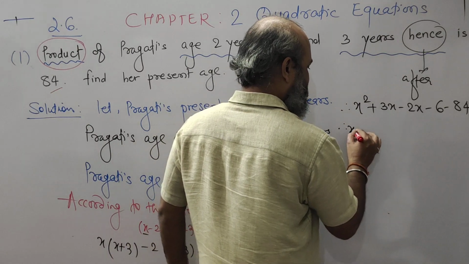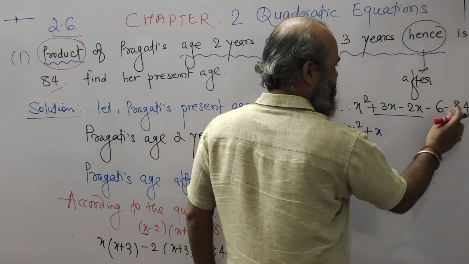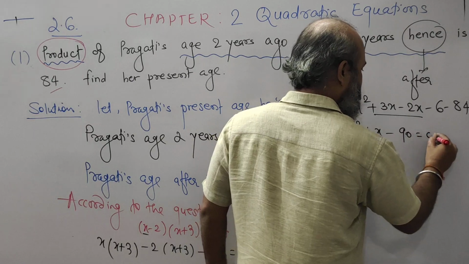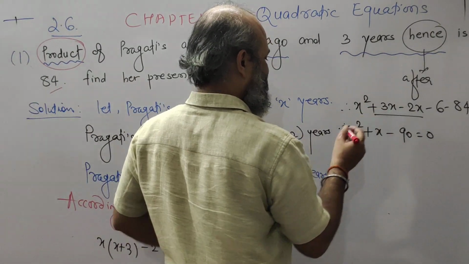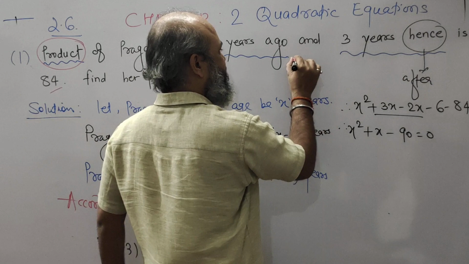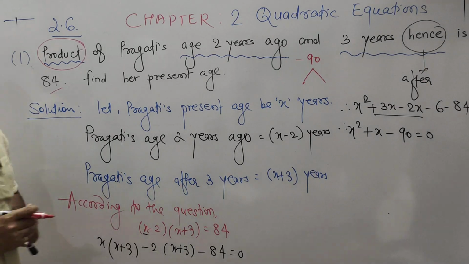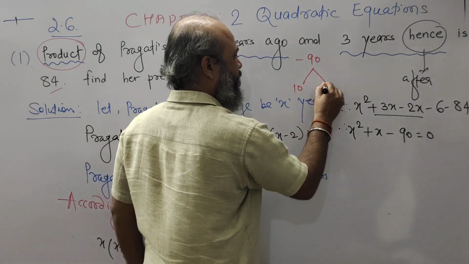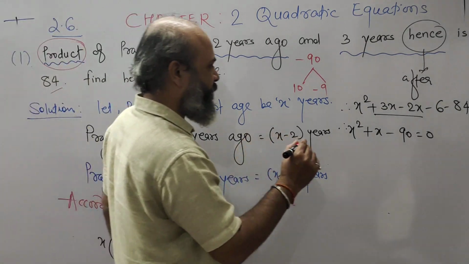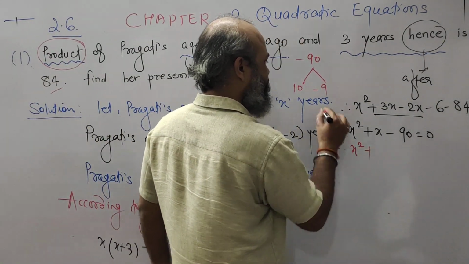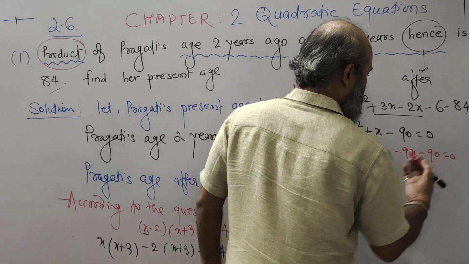Therefore, friend, x square plus 3x minus 2x is plus x, and minus 6 minus 84 is minus 90, and this is equal to 0. Now we find the factors, friend. So here minus 90 is there. Take any two numbers whose multiplication is minus 90 and subtraction is plus 1. So 10 into 9 is 90, and 10 minus 9 is plus 1. Therefore, you will write x square plus 10x minus 9x minus 90, and this is equal to 0.